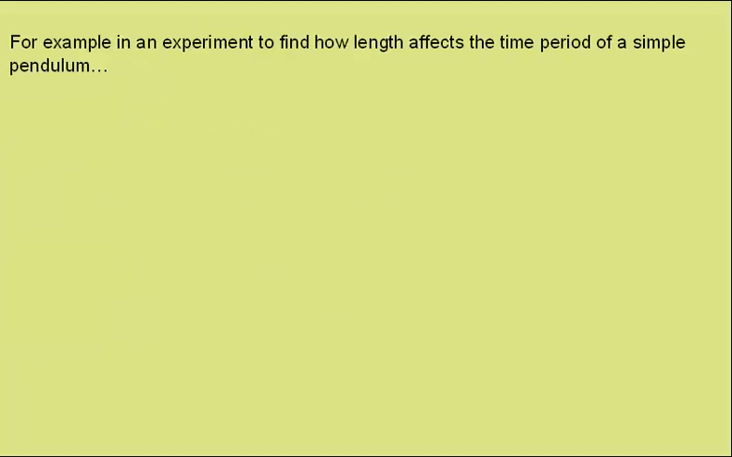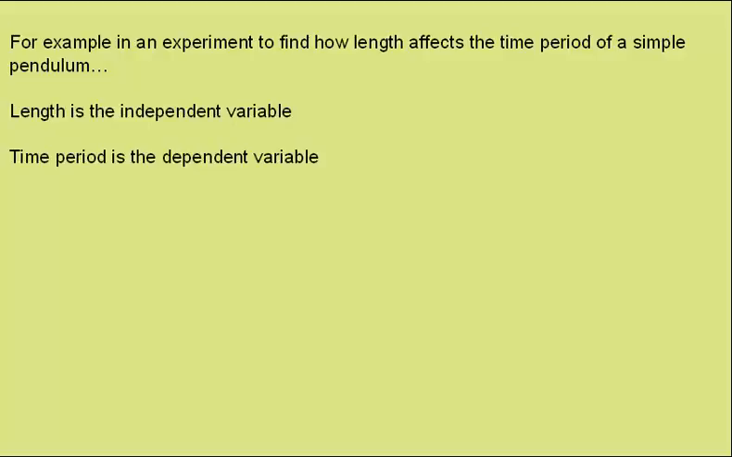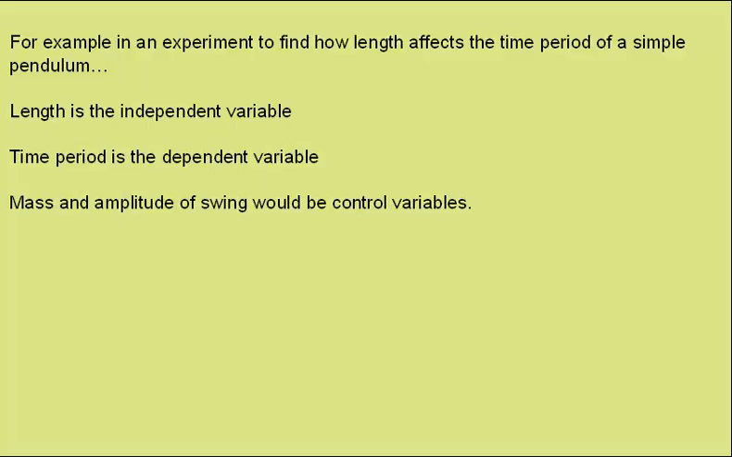For example, in an experiment to find how the length affects the time period of a simple pendulum, the length is the independent variable. The time period is the dependent variable. This is what you measure. Mass and amplitude of swing would be control variables. You must keep those the same.